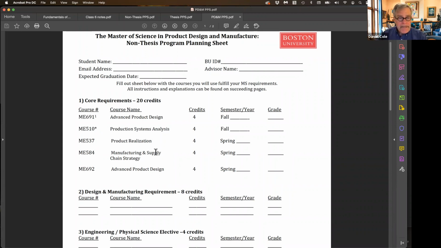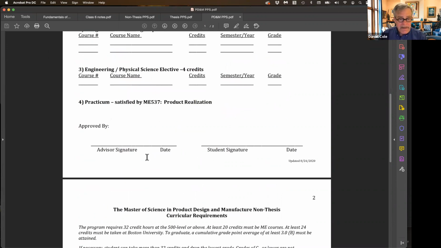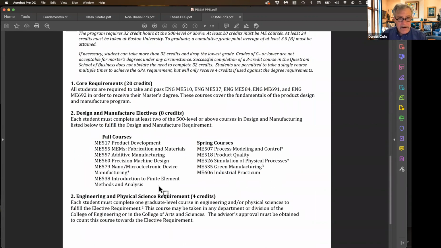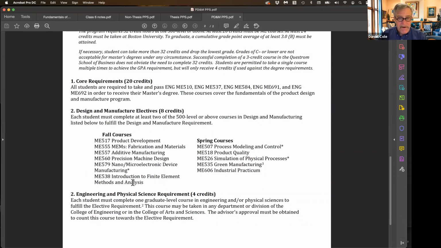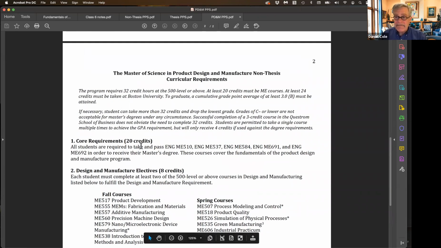All right, so you got to take those 5. Then you can pick 2 courses in design and manufacturing. These are 500 and above, and there's a list that you can pick from. Let's see if I can get to that. Right here, this is your list. And they're listed for, these are the ones in the fall, these are the ones in the spring. So you can pick 2 from all that stuff.